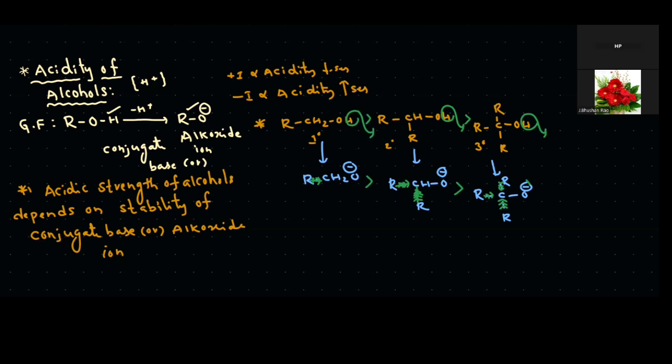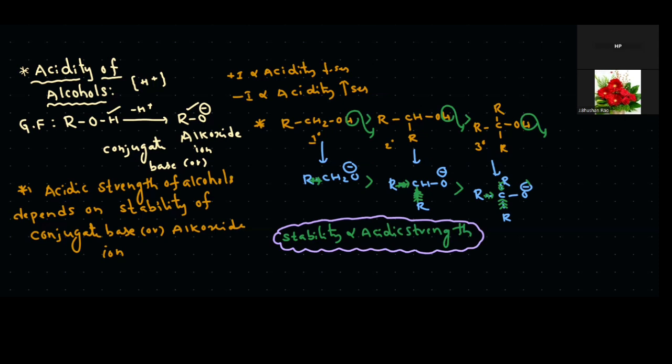Here we can write: stability is directly related to acidic strength. Stability more means acidic strength also more. This is one kind of formula. By using this, we can identify the acidic strength of alcohols. We will discuss a few examples on this.